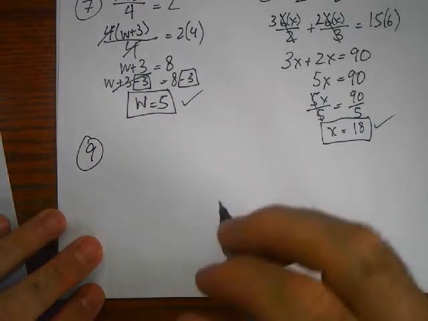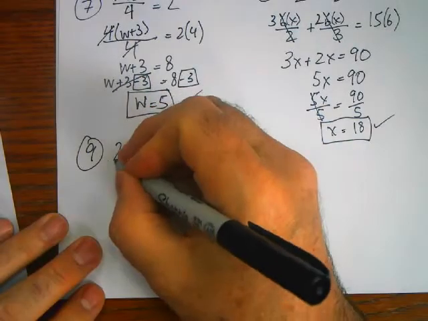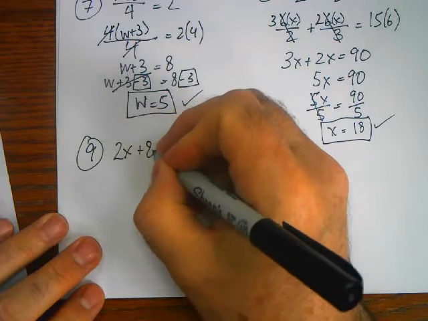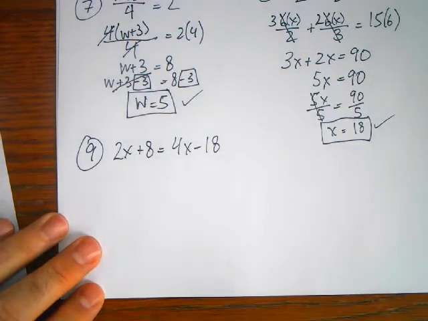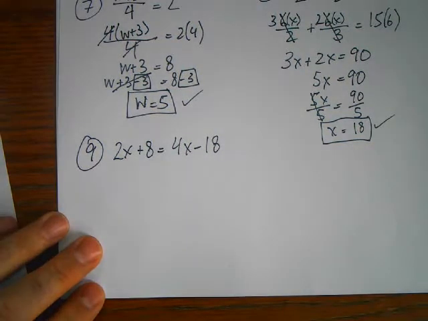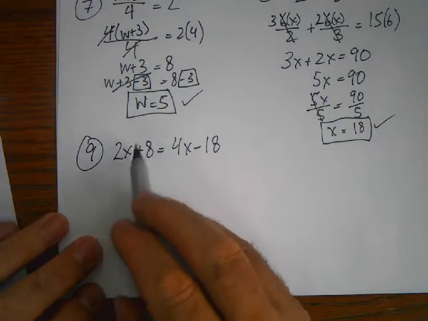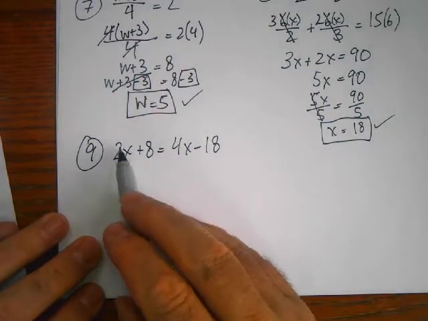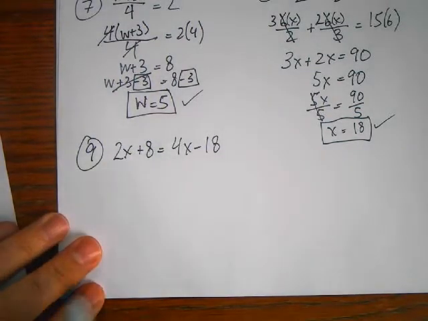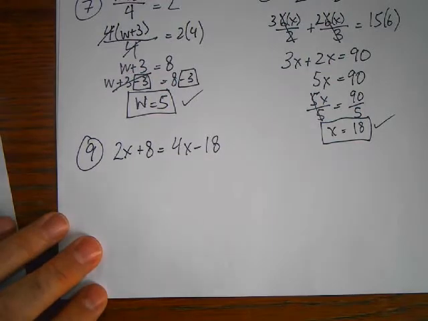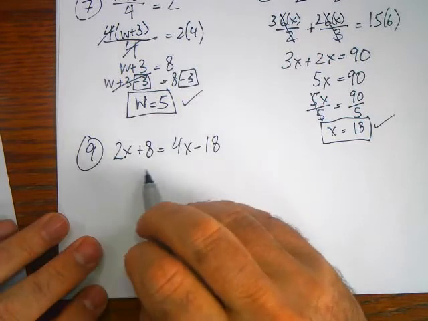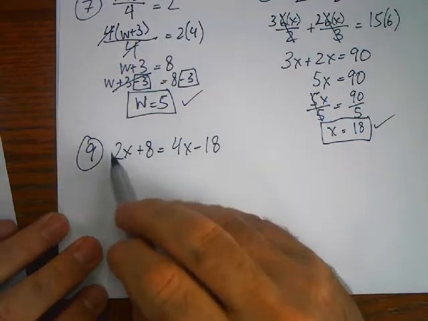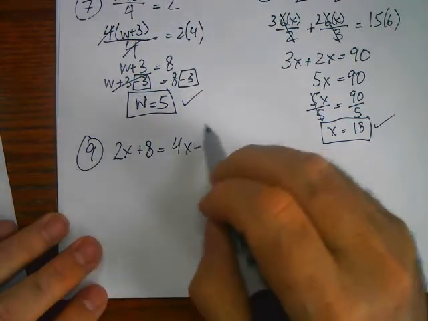This one shouldn't be as bad. We have 2x plus 8 is equal to 4x minus 18. Now no fractions, no brackets, so we can skip the first two steps. We can't simplify the left side. There's no like terms there, there's no like terms there. But now we start doing, we want to get it so that we only have one x term on here and one constant term over here.